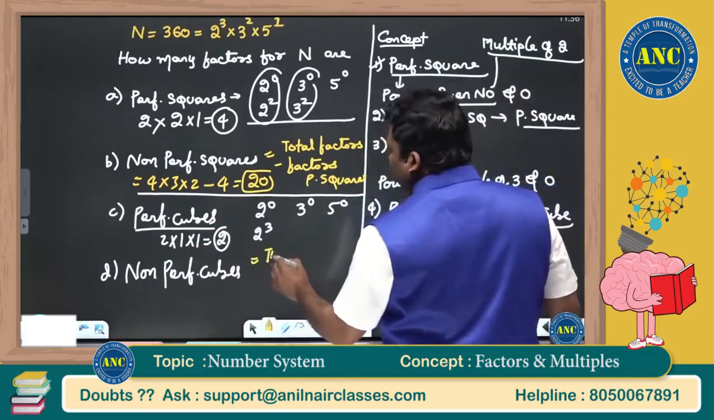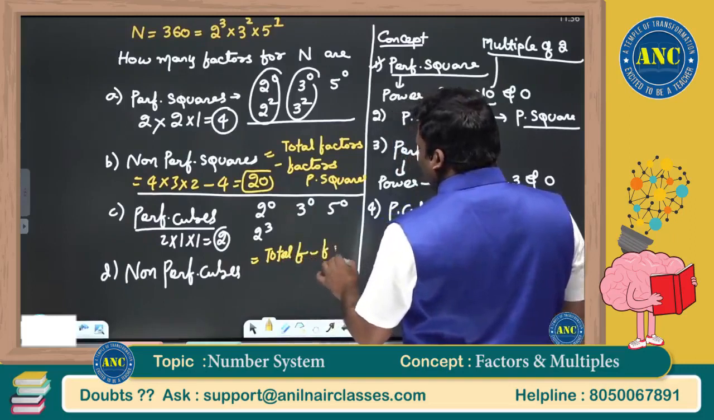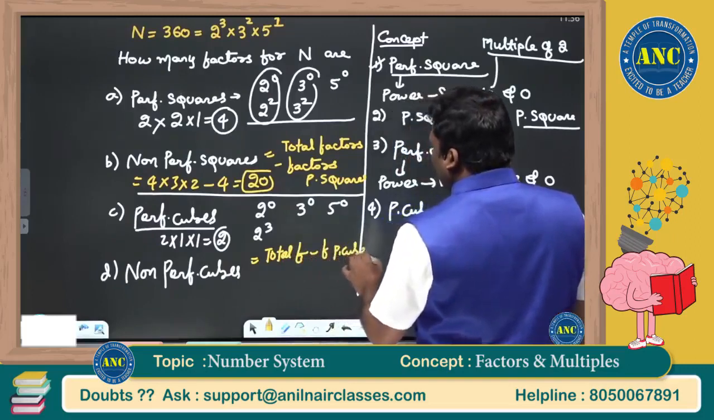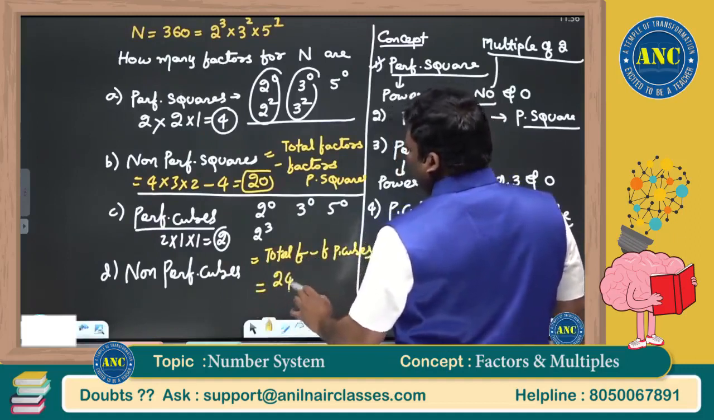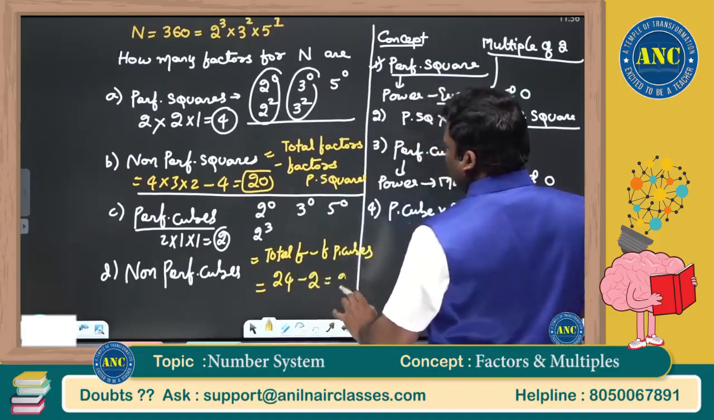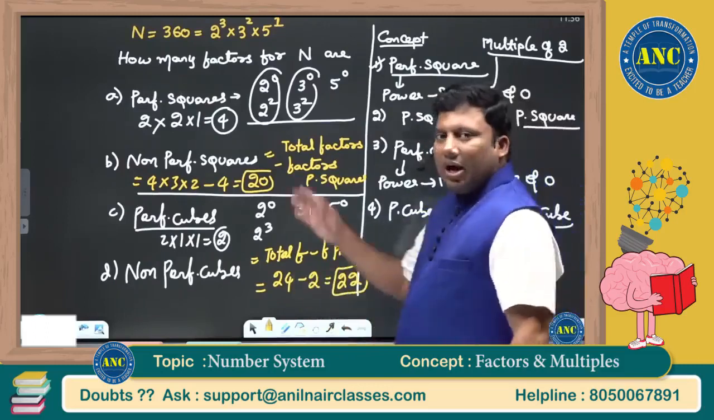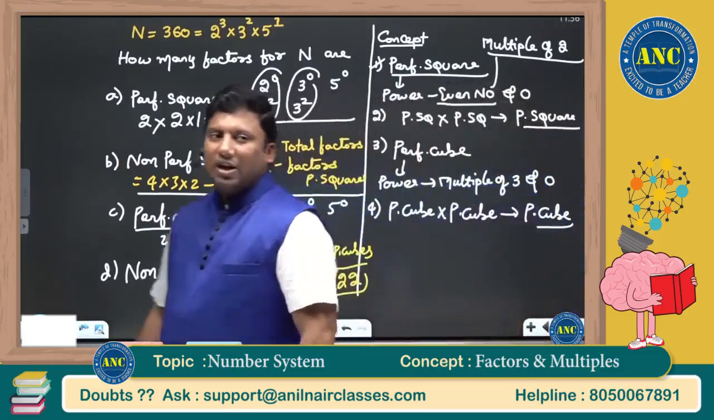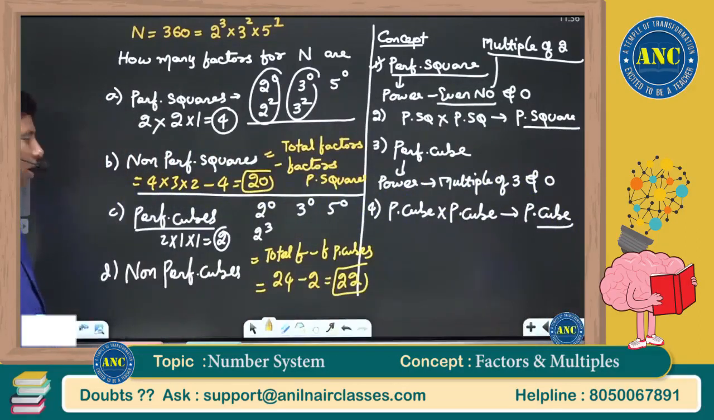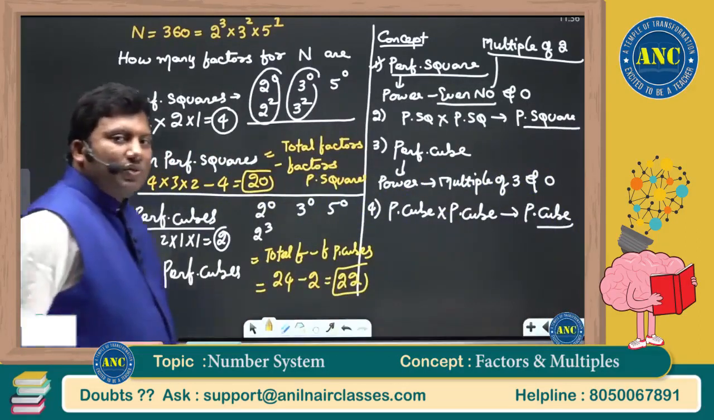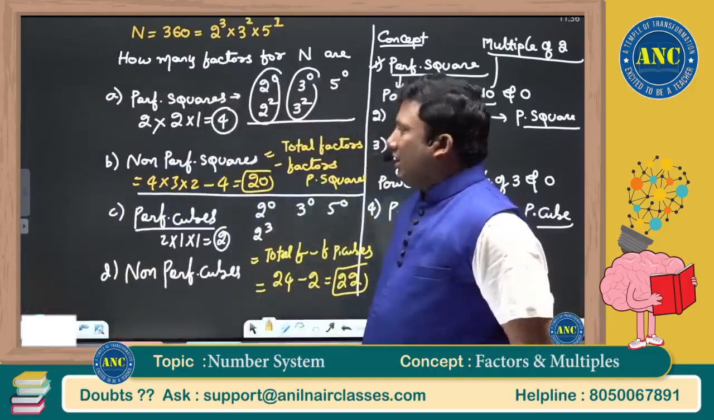Non-perfect cube means total factors minus factors which are perfect cubes. Total factors, which is 24, minus 2. Answer is 22. I hope this slide talks about factors which are perfect squares, factors which are non-perfect squares, factors which are perfect cubes, and factors which are non-perfect cubes.